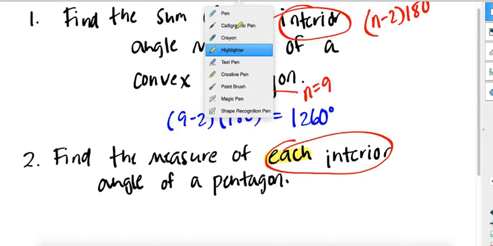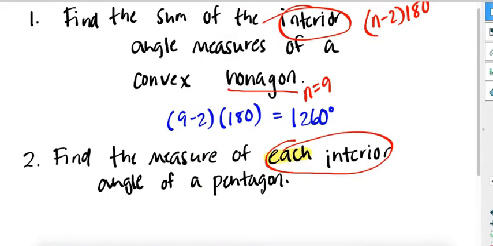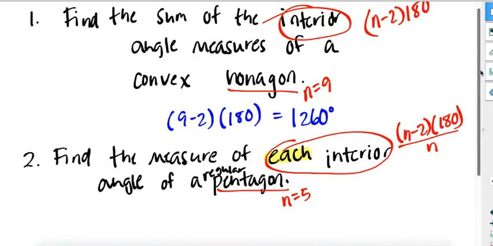Ooh, I forgot something here. Can you guys, if you didn't put this in, put in regular? It needs to be regular. Find the measure of each angle of a regular pentagon. So if we're looking at each interior angle, it's still going to be that formula n minus 2 times 180, but because we're finding each angle, it's going to be divided by n. And then we go down here and we're looking at a regular pentagon, and a pentagon is 5-sided.